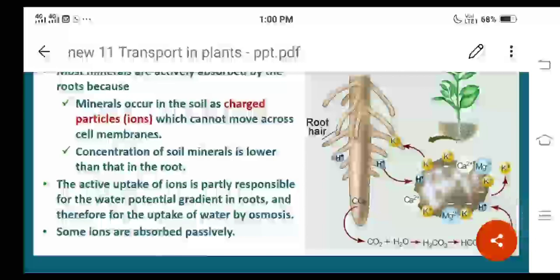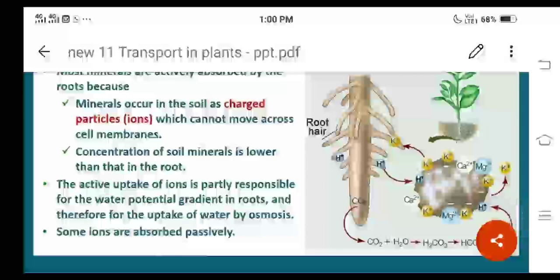And therefore for the uptake of water by osmosis. What is the meaning here? The active uptake of ions is partly responsible for the water potential gradient in the roots, and therefore the uptake of water by osmosis. Water will also enter the roots by the osmotic phenomenon.